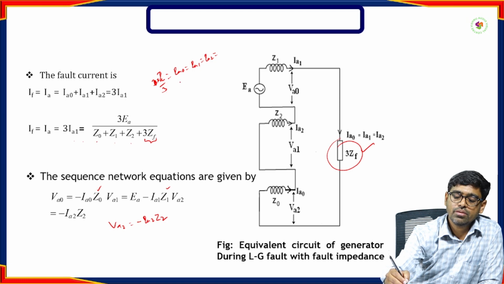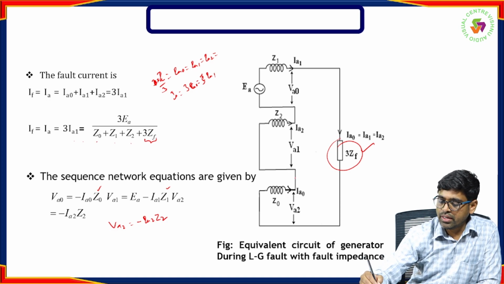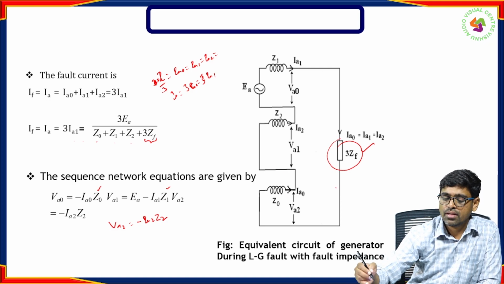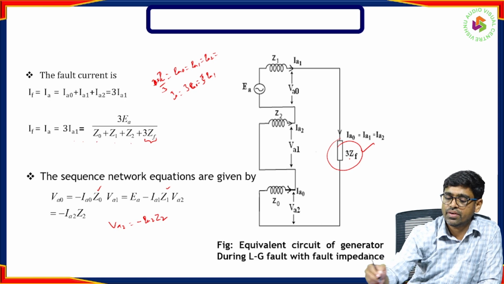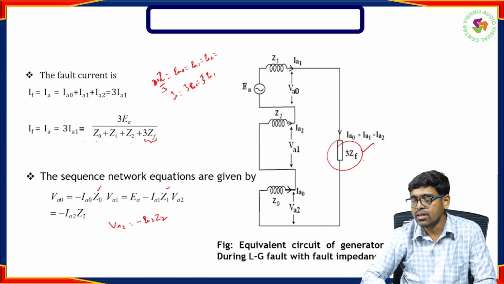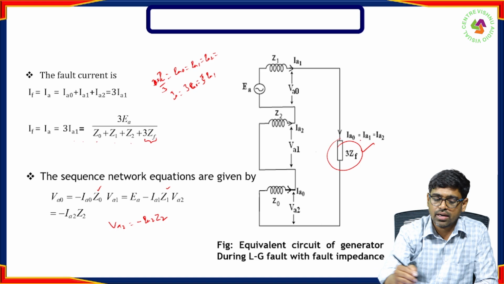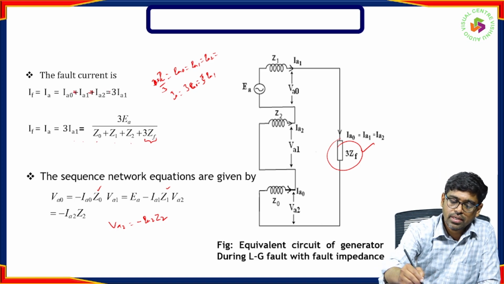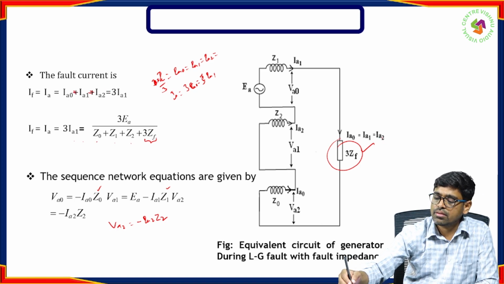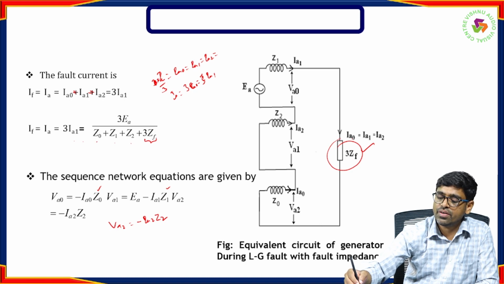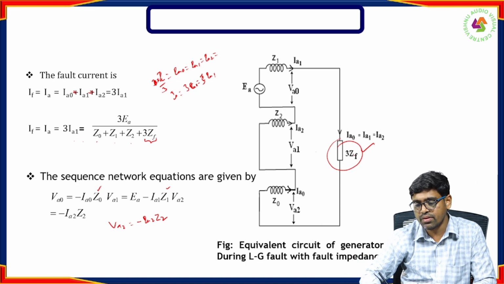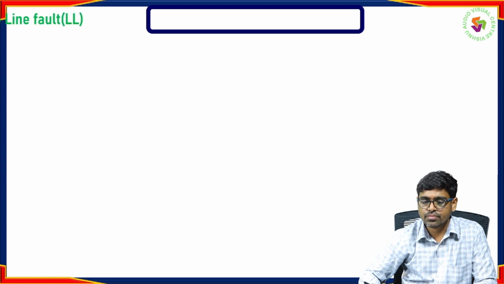IA by 3 equal to IA0, IA1, IA2. From this, IA equal to 3 times IA0, equal to 3 times IA1. Here we are getting all of them in series sequence. Then it is not ZF, it is 3 times ZF that we need to take here. So the currents IA0 equal to IA1 equal to IA2, and these currents are 3 times ZF into IA0 we need to add in case of fault impedance.